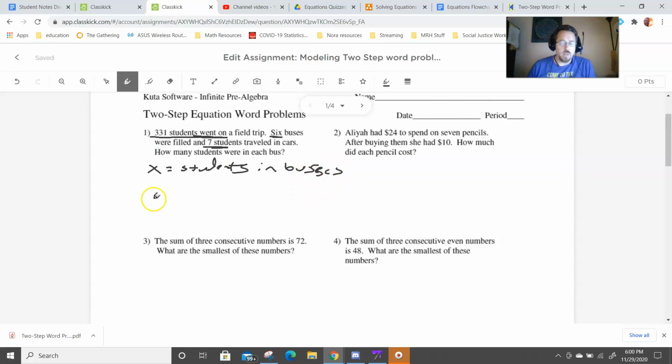Okay. Sorry for the handwriting again. 331 students went on the field trip, so I'm going to set that as my total, 331. And then 6 buses were filled and 7 students traveled in cars. So those 7 students were separate from the students that were on buses. And there were 6 buses, so the number of students times 6. All right. So when I solve this, subtract 7.